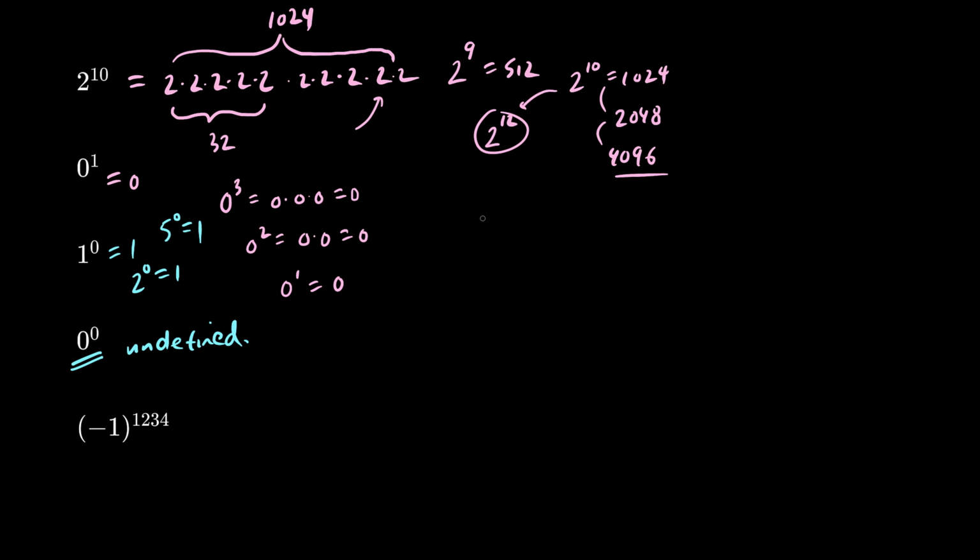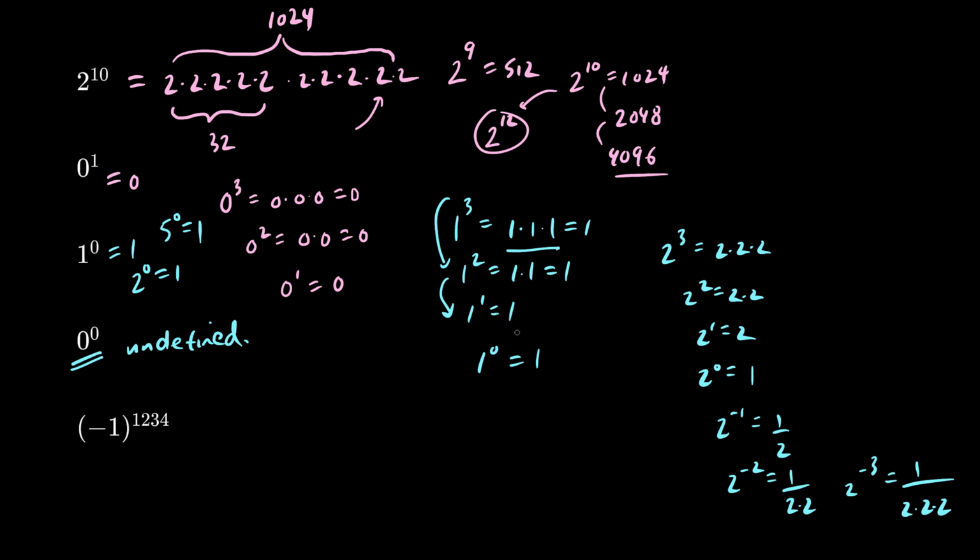So let's look for a pattern here. If you say what is 1 cubed, the question is 1 times 1 times 1, which is 1. What's 1 squared? There's a total of 2 number 1s being multiplied. So 1 to the 1 is 1. And 1 to the 0 is still 1 because we're still dividing by 1.